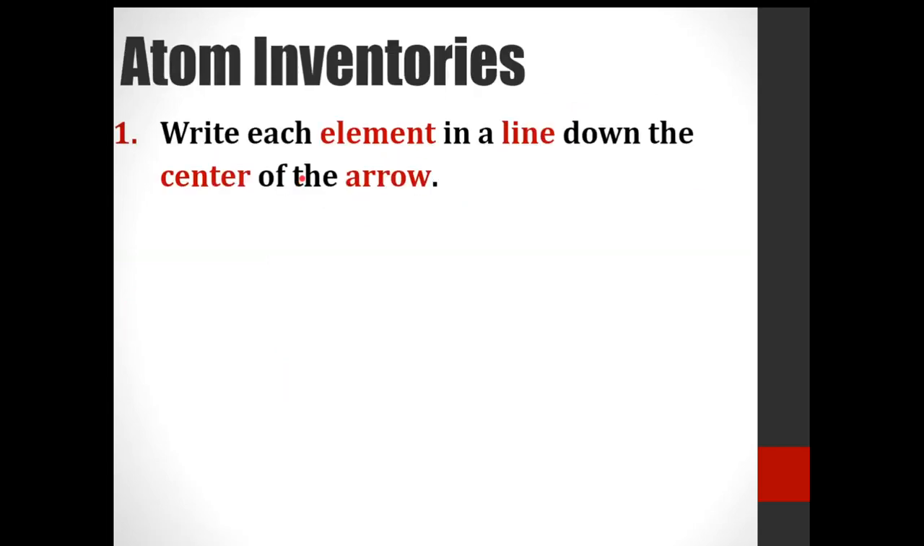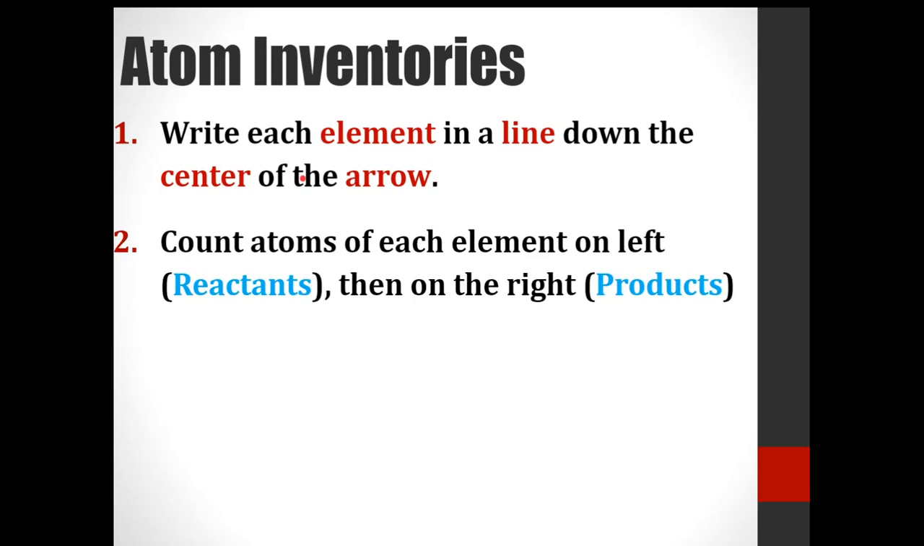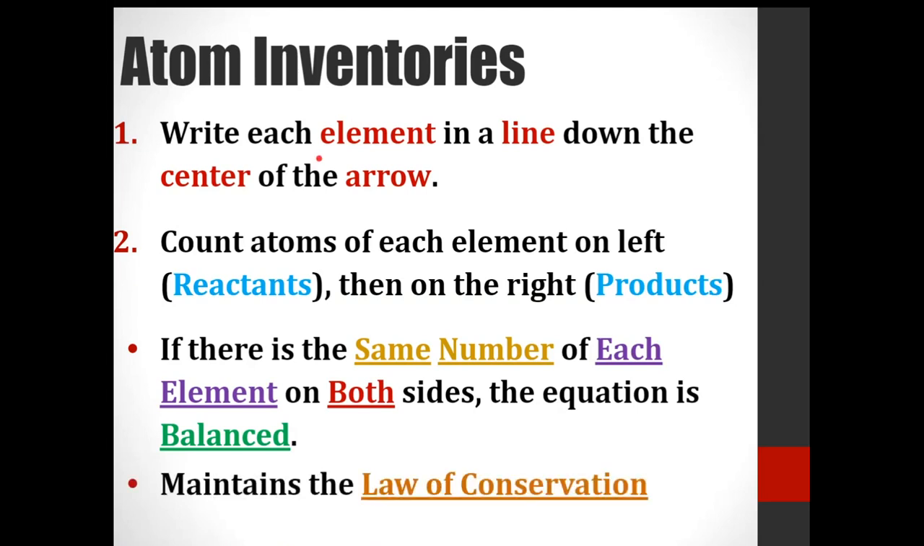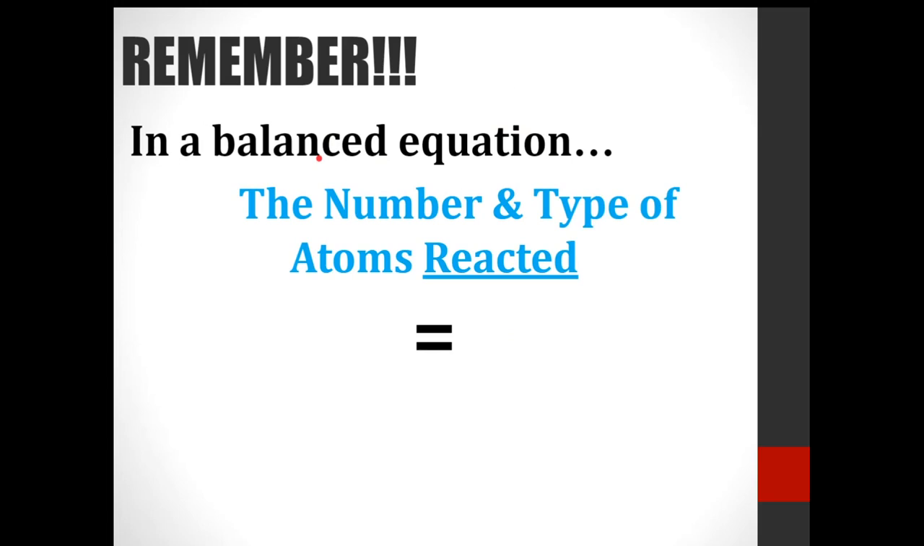Now, an atom inventory. To do an atom inventory, we did them by compound. Now I'm going to show you how to do it by reaction. Write each element in a line down the center of the arrow. Count the atoms on the reactants to the left and the products to the right. If there's the same number of each element on both sides, it's balanced. And that's great. We want balance. Balance is great. This maintains the law of conservation, and everything is happy.